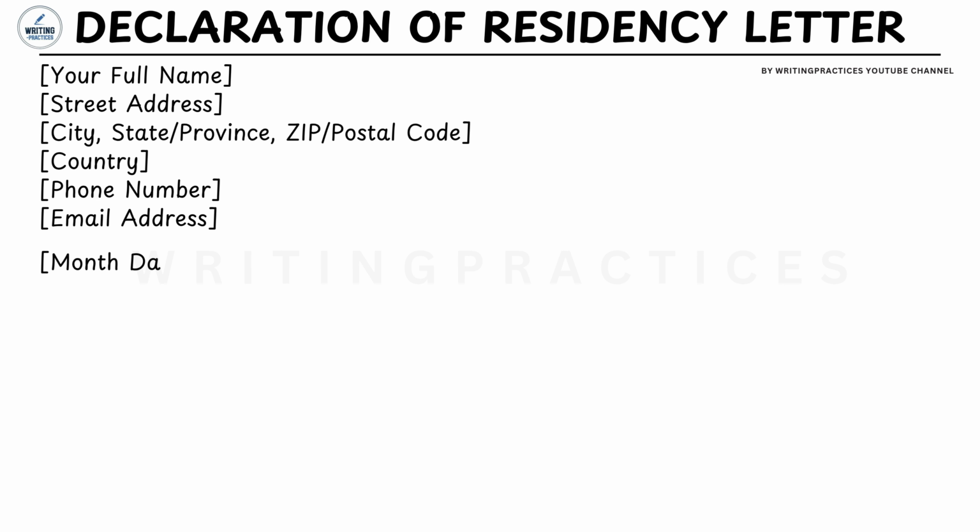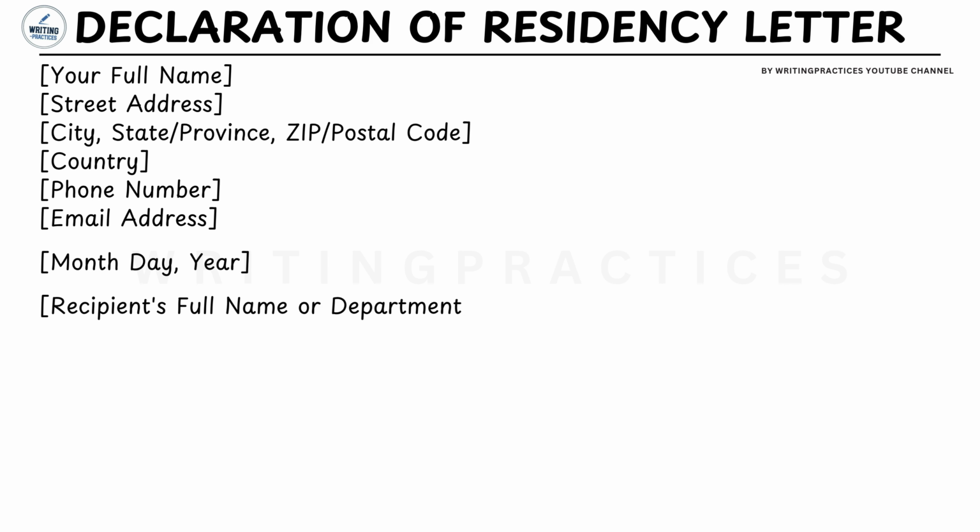Date. After your contact information, write the date. For example, July 9th, 2026. The date establishes when the declaration was made, which is important because many organizations require proof that your residency information is current. Recipient information. Next, write the recipient's information.